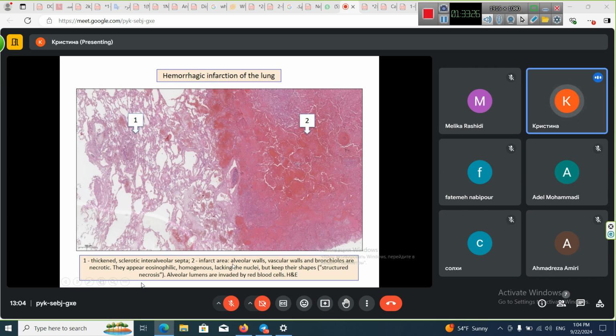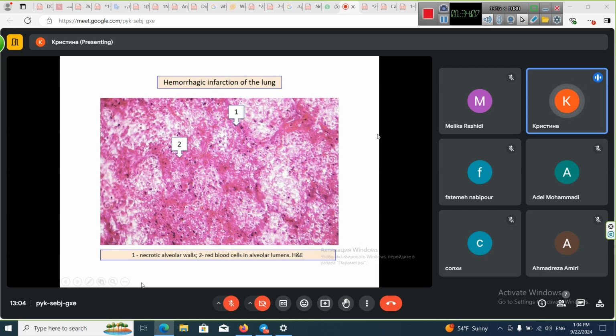In the infarction area, alveolar walls, vascular walls, and bronchioles are necrotic. So all of the cells which make these structures are dead now. We cannot see their cell nuclei, only a red mass of dead cytoplasm of these cells. They appear eosinophilic, homogeneous, lacking nuclei, but keep their shapes, which is structured necrosis. And there are a lot of red blood cells, which give more red color. More pink color is for dead cells, more red color is for invading red blood cells during hemorrhage.